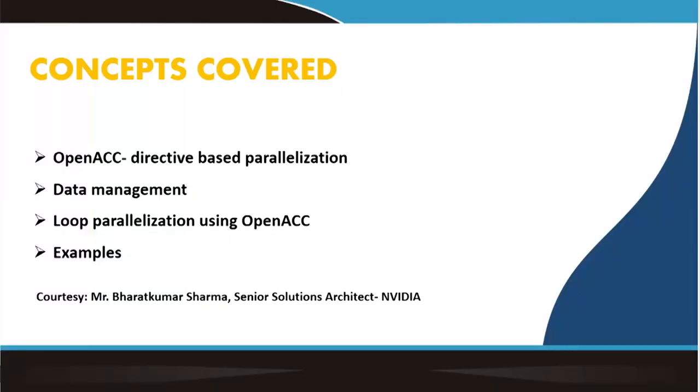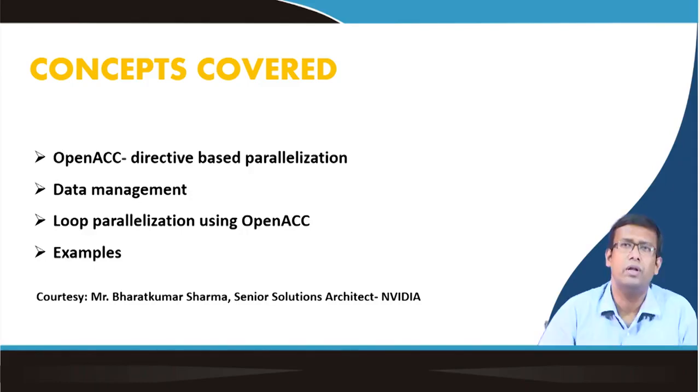OpenACC. It's a directive based parallelization. So we shall see what is directive based parallelization, but you can think that it is very similar to OpenMP type of programming, where we are only using the directives in that program. We are not calling any functions or using any libraries, only using the directives. How can we do data management in OpenACC? Because we understand that in GPU, copying data from CPU RAM to GPU RAM and copying it back is important. So what do we do for that?